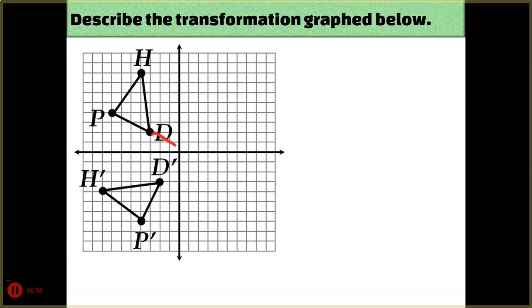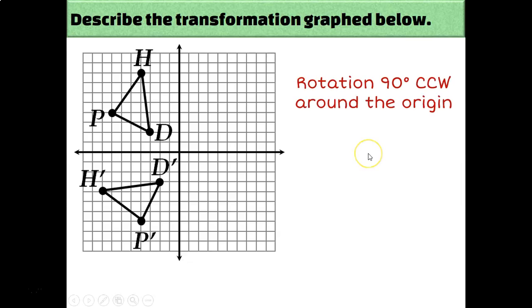From D to the origin, and then from the origin to D prime, that's a right angle. From H to the origin, and then the origin to H prime, that's a right angle. And from P to the origin, and from the origin to P prime, that's a right angle. So that is yet another way that you can confirm that this is a rotation of 90 degrees counterclockwise. We're going in the opposite motion of what the clock does, so this would be a 90-degree counterclockwise rotation.